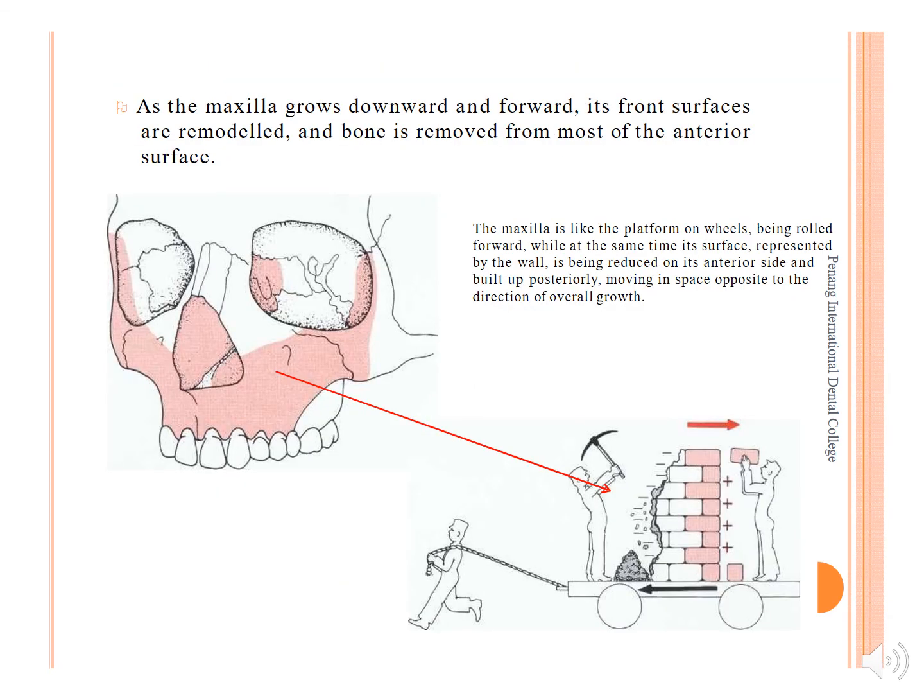As the maxilla grows downward and forward, its front surfaces are remodeled and bone is removed from most of the anterior surface. This photo shows that the maxilla is like a platform on wheels being rolled forward, while at the same time its surface, represented by the wall, is being reduced on its anterior side and built up posteriorly, moving in space opposite to the direction of overall growth.